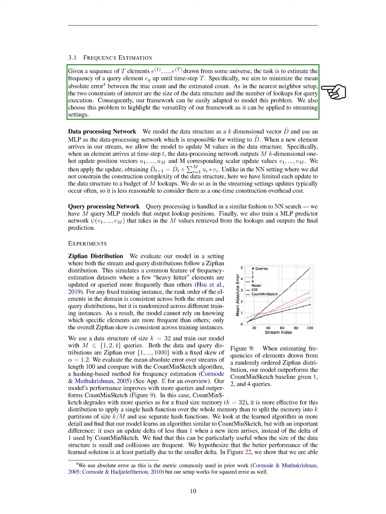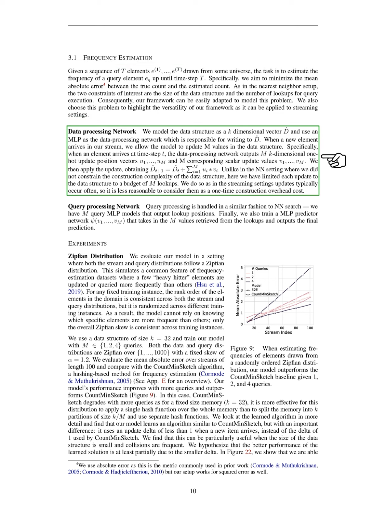We represent our data structure as a vector and utilize a multi-layer perceptron, MLP, as the data processing network to update this vector. When a new element comes in, the model updates several values in the data structure. Specifically, when an element arrives, the network generates several update position vectors and corresponding values. We then apply these updates to our data structure. Unlike the nearest neighbor setting, we limit the updates to a certain number of lookups because updates in streaming contexts happen frequently. For query processing, we also use MLP models to determine lookup positions.